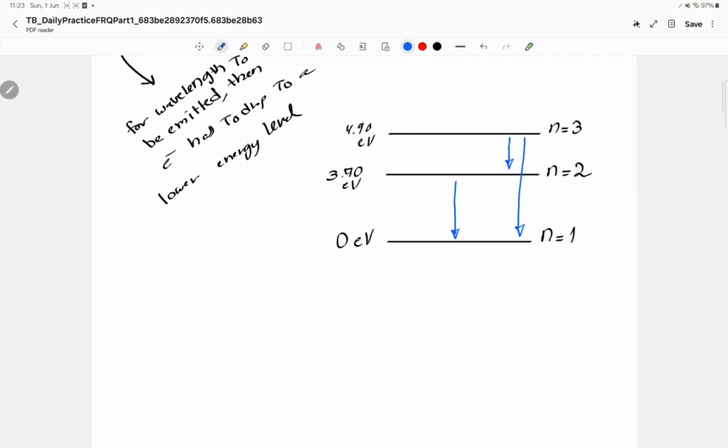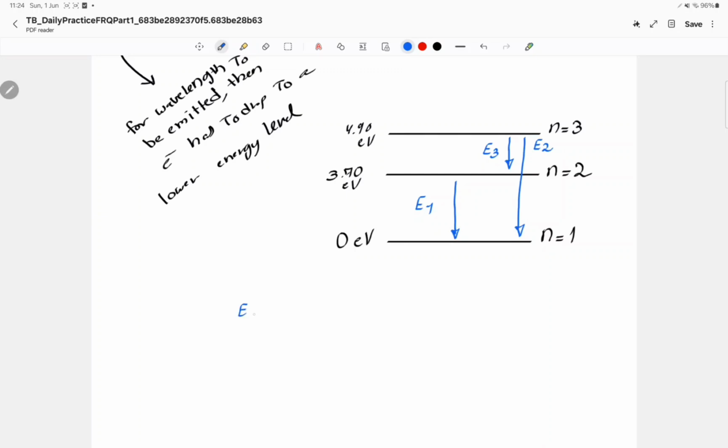We're going to call the drop from the N3 to the N2 E2. Actually, let's call that something else. Let's start with the N2 to N1. Let's call that E1 because it's the drop from the first excited state to the ground state. Let's call N3 to N1 E2. It's the drop from the second excited state to the ground state. And let's call the drop from N3 to N2 E3. Okay. And now let's find their values.